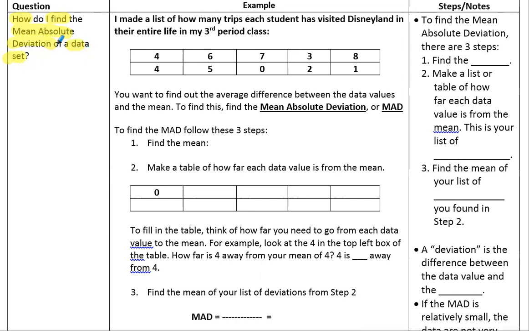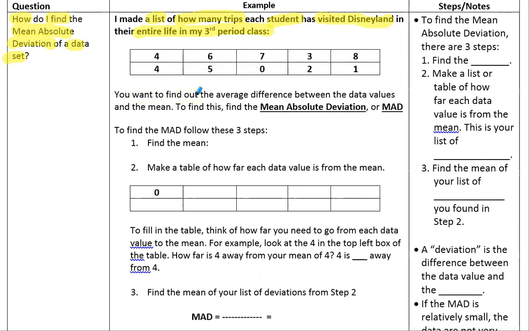Okay, here's my data set. I made a list of how many times each student has visited Disneyland in their entire life in my third period class. This was last year. One student said 4, the next student said 6, then 7, 3, 8, 1, 2, 0, 5, 4.